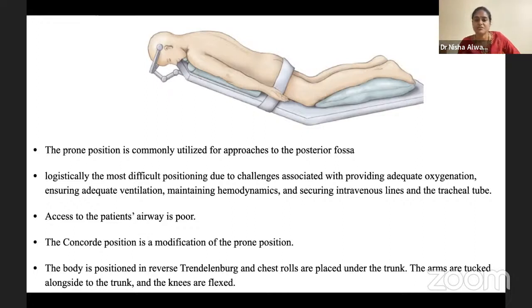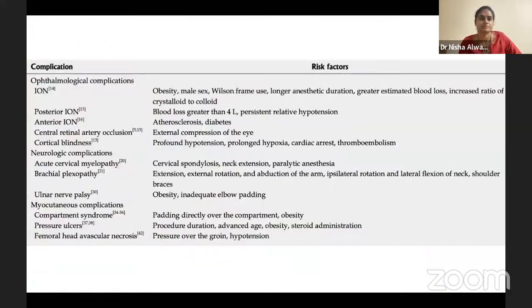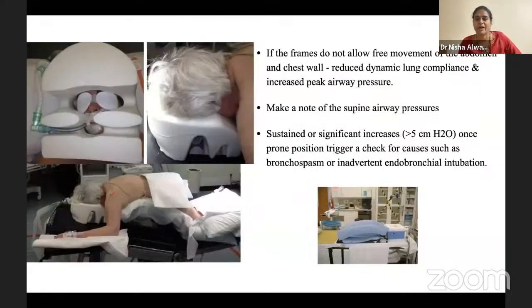The body is positioned in reverse Trendelenburg. You can see the heart level is here, whereas the head level is slightly higher. It's important to position the chest in such a way that the abdomen is free. Otherwise, the compliance is affected. There are a lot of frames here in the prone position, and this is to ensure that the eyes are not compressed, to avoid optic neuropathic complications. In the prone position, the airway pressure has to be taken care of.